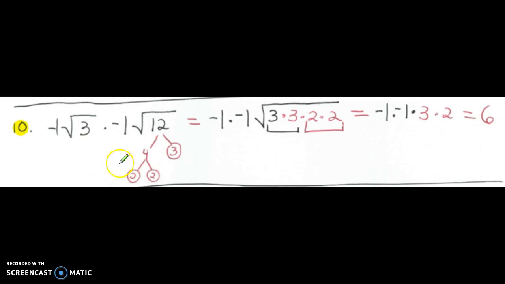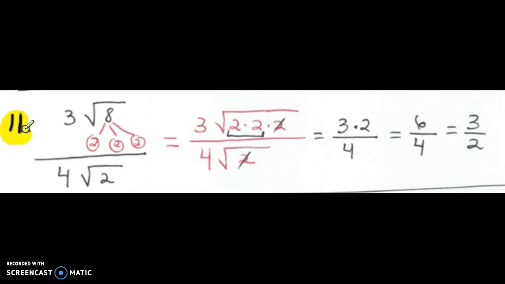In problem number 10, I'm going to multiply negative 1 square root of 3 times negative 1 square root of 12. And I'm going to factor 12 as 4 times 3. That's where that 3 came from. And I'm going to factor 4, 2 and 2. That's where these 2's came from. This 3 doesn't factor. That's where it came from. I am looking for the square root, so that means I am looking for sets of 2's to come out. So I have a set of 3's that came out. I have a set of 2's that come out. And I multiplied them all together. That's how I got this answer.